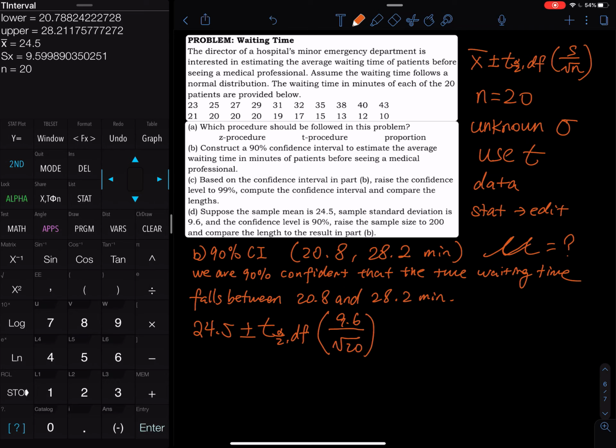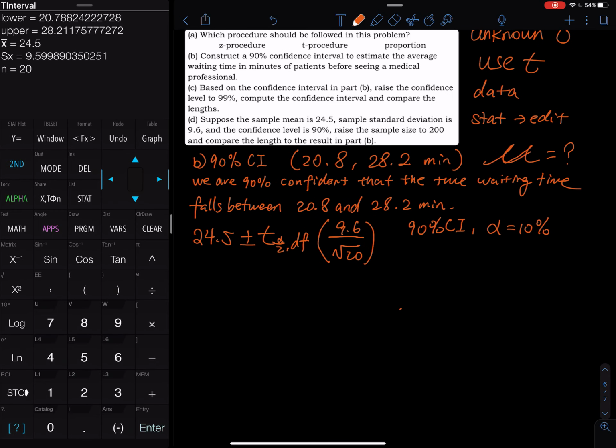How do you find the T? First of all, this is a 90% confidence interval. That means your alpha, the remaining area, is 10%. And then you draw a T curve. So we draw a T curve right there.